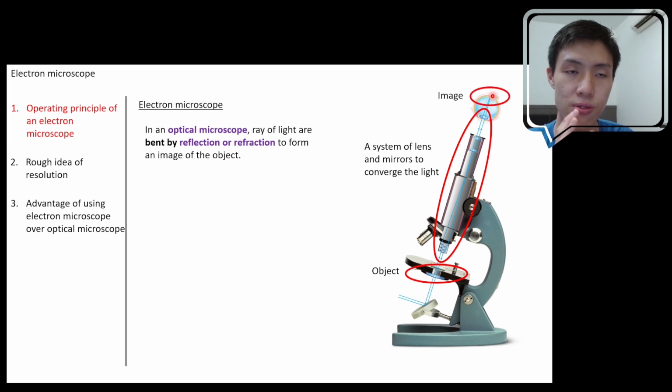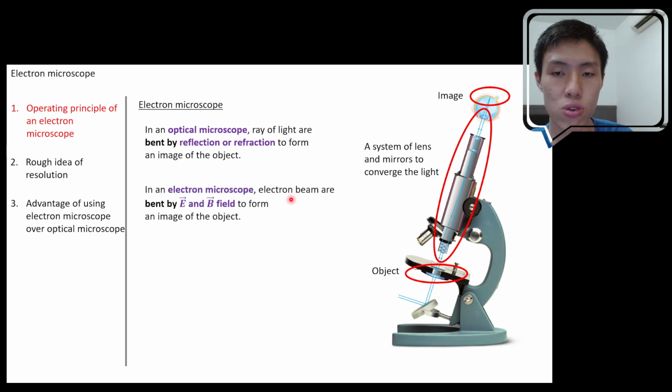Once it falls onto the retina of the eyes, our brain will be able to process that information in order to produce a magnified image. So the specimen is very, very tiny, but you're able to form a magnified image through this light microscope. The electron microscope actually runs on the same principle.